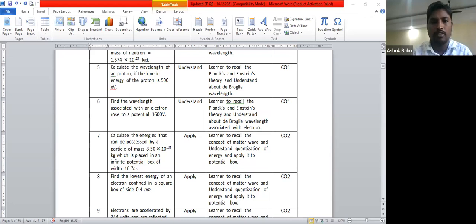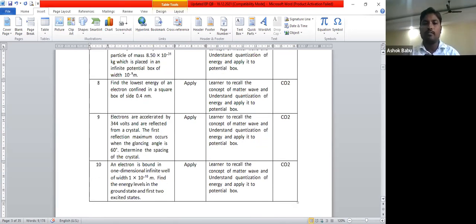That's the eighth one. So coming to the ninth one, electrons are accelerated by 344 volts and are reflected from a crystal. The first reflection maximum occurs when the glancing angle is 60 degrees. So determine the spacing of the crystal. Simple one. Using Bragg's law, all of you try to find the wavelength. Electrons accelerated by 344 volts, the first order reflection maximum occurs at 60 degrees. Determine the spacing of the crystal.